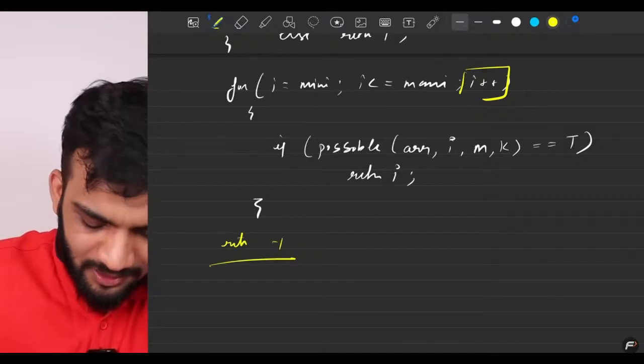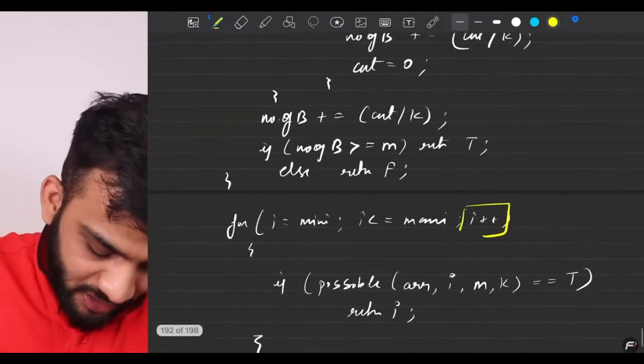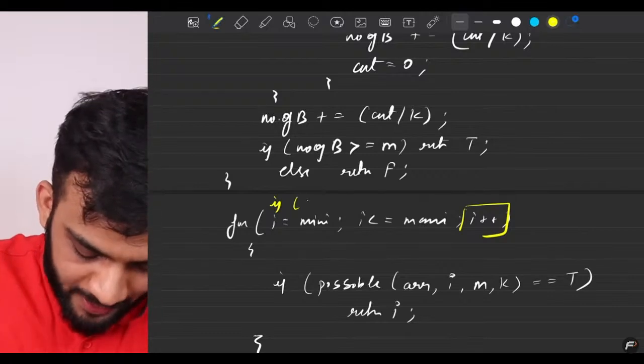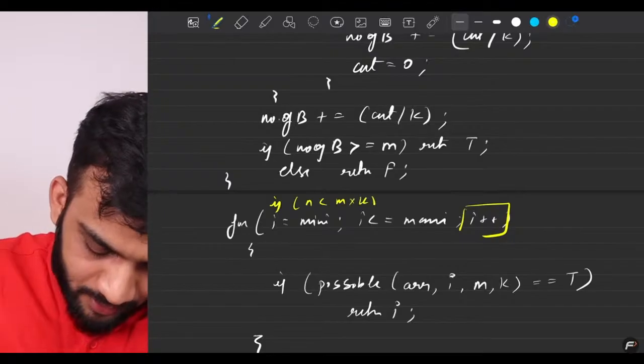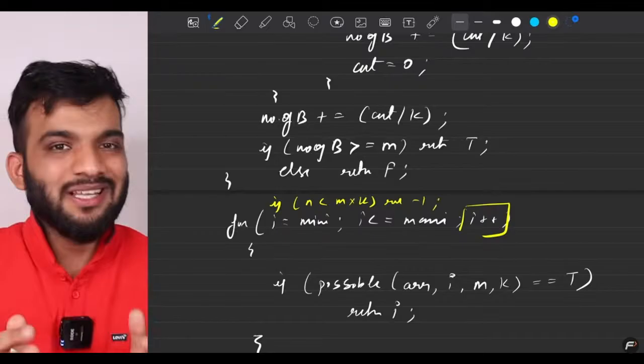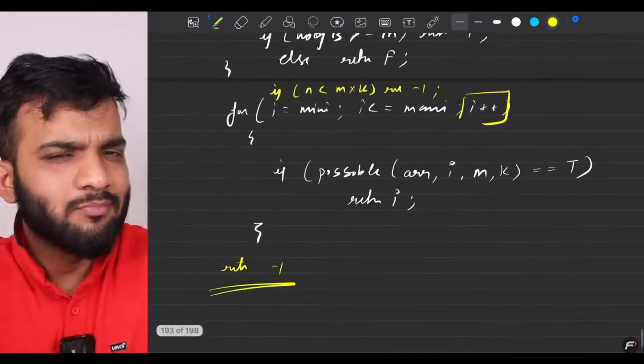Again, at the start you could have straight away checked if n is lesser than m into k, then also you can return a -1, because that is the impossible case when you exceed. So I've written the brute force.